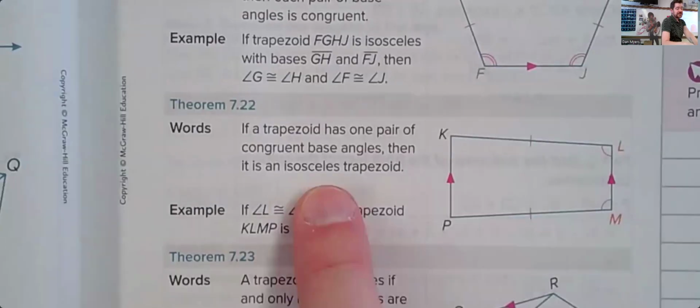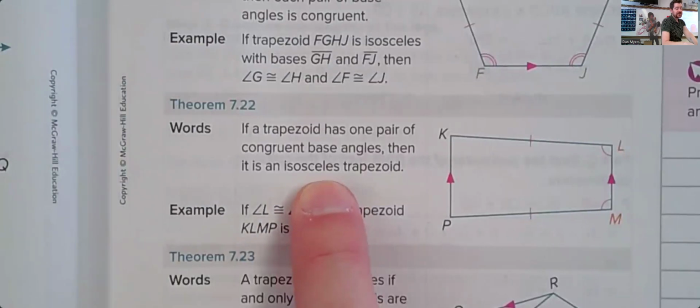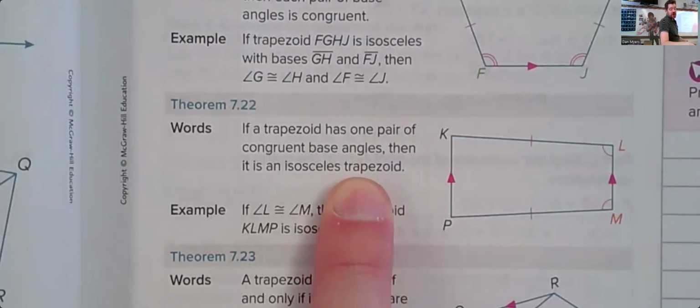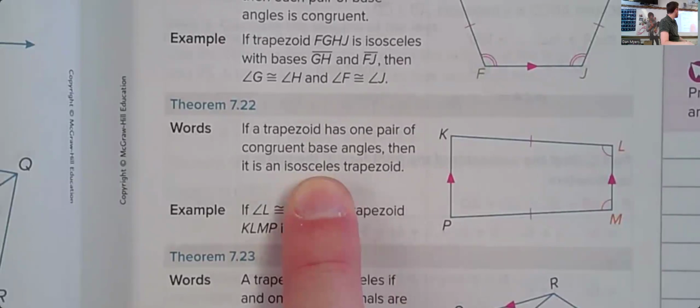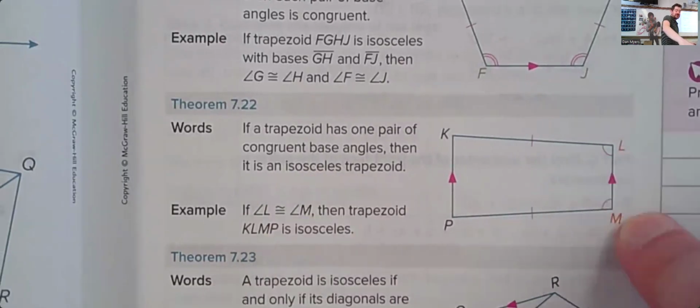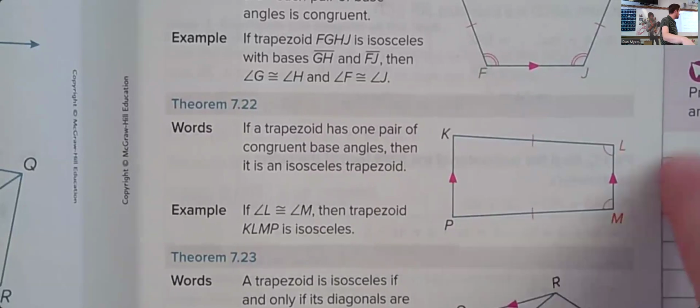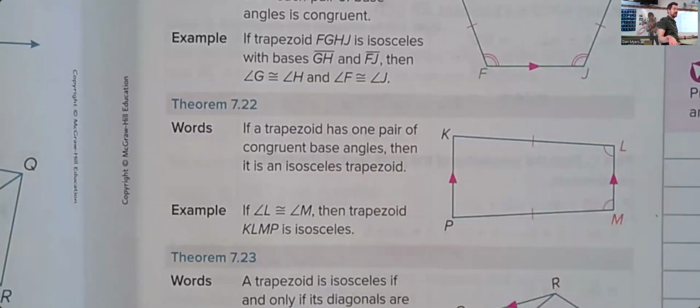If a trapezoid has one pair of congruent base angles, this is 445. If a trapezoid has one pair of congruent base angles, that means it's isosceles. So if you have one pair of base angles that are congruent, one pair of angles in between the two legs on one of the parallel lines, if one of those pairs is congruent, that means the whole thing is isosceles for that trapezoid.